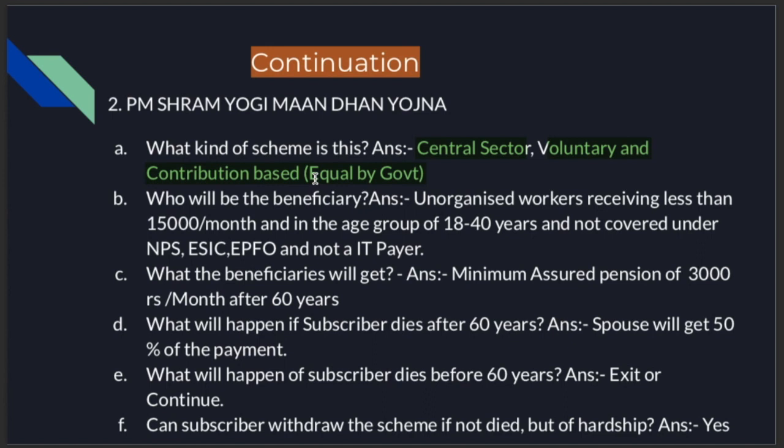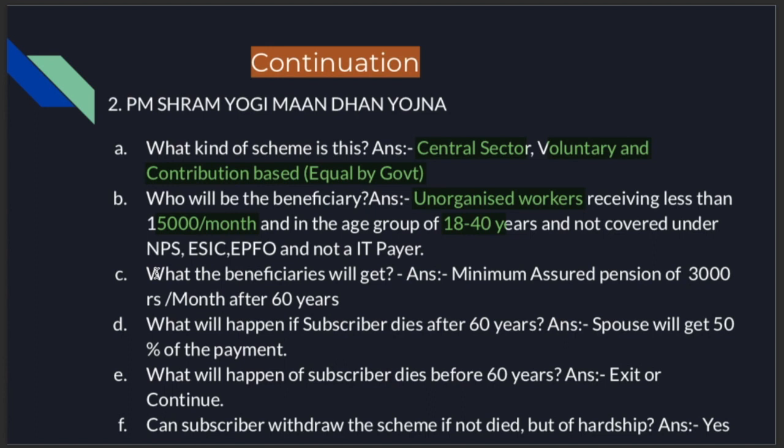Now, who will be the beneficiary? Only people who are engaged in unorganized work and receiving less than 15,000 per month, and also in the age group of 18 to 40 years, and also not covered under the National Pension Scheme, Employees' State Insurance Corporation, and Employees' Provident Fund Organization. And the person should also not be in a position to pay income tax.